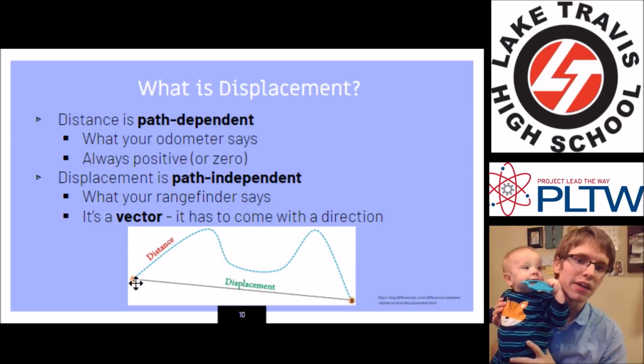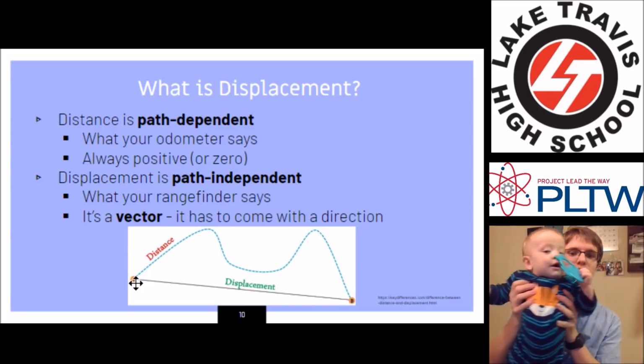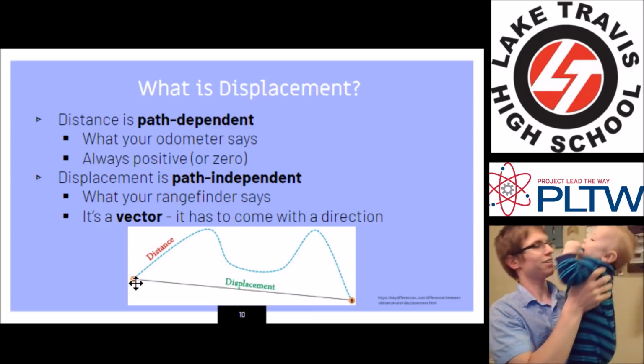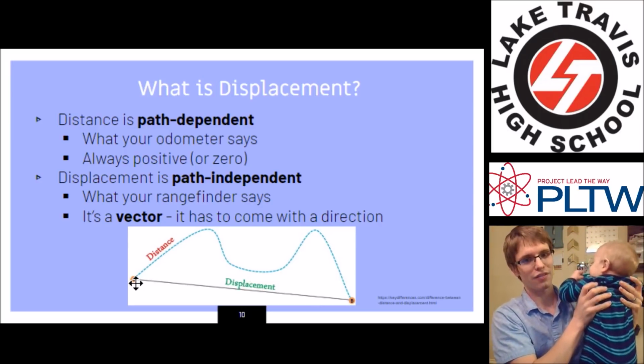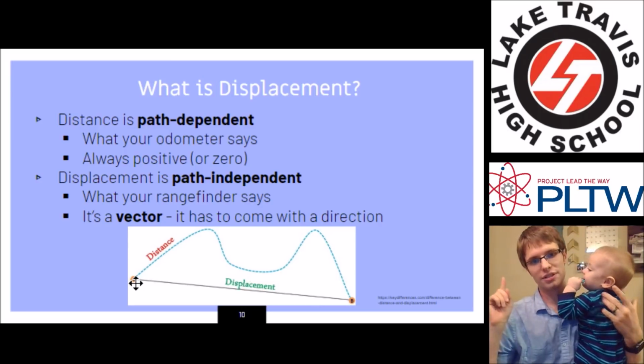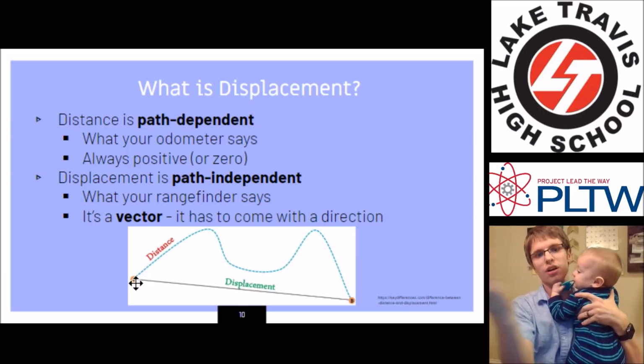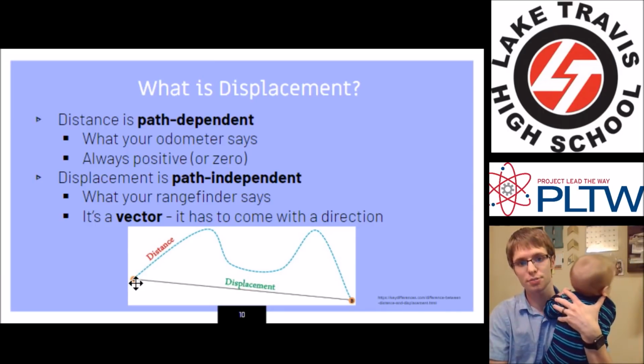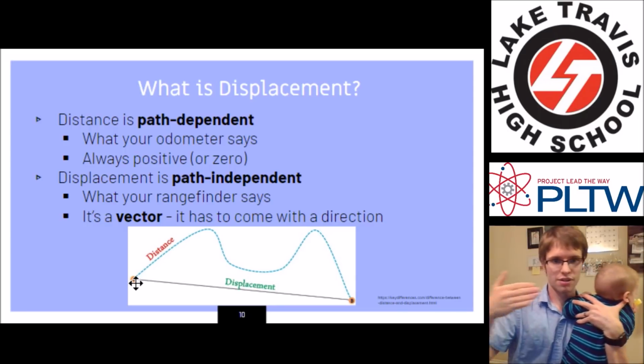And of course, zero doesn't have a direction. Maybe if you took this long meandering path and you went halfway around the circle and ended up halfway over, your distance is half the circumference of the circle. And then your displacement is the diameter.